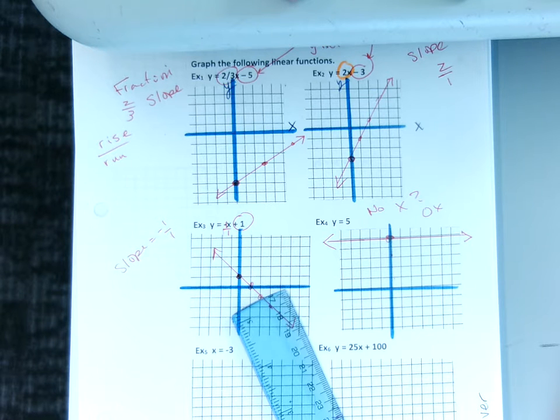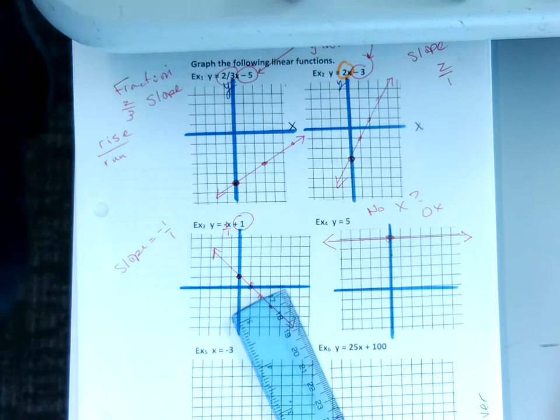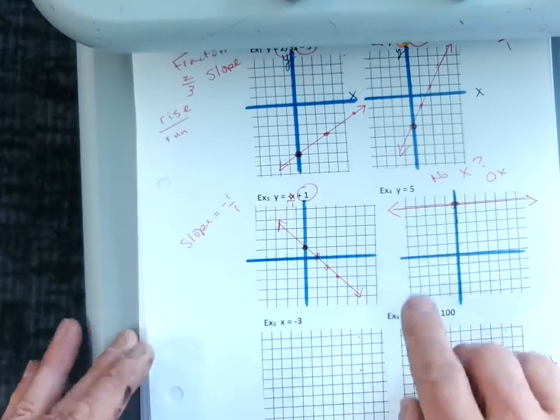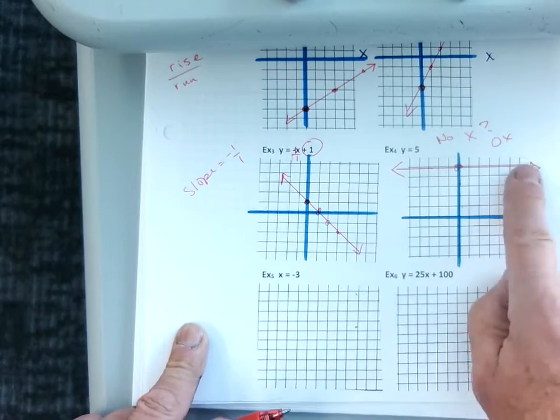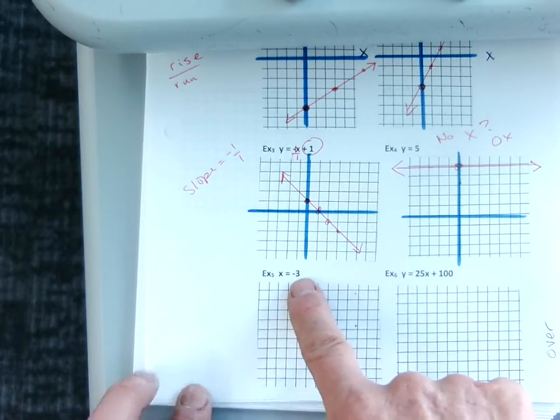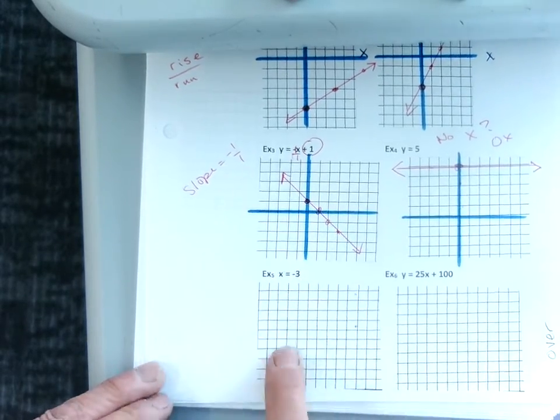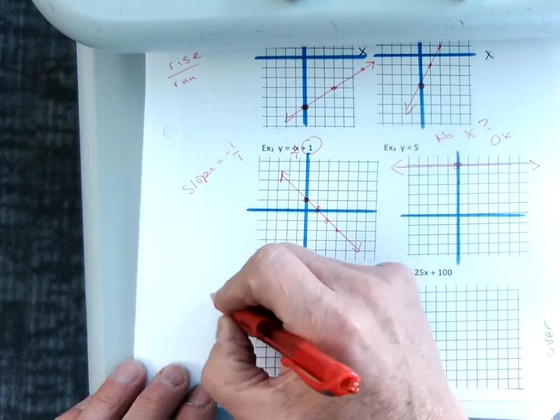All right, now let's take a look at number 5, okay? Now, if y equals 5 is this way, what do you think x equals -3 looks like? Just a guess. Wouldn't it be like that, up and down? This one's going to be vertical.